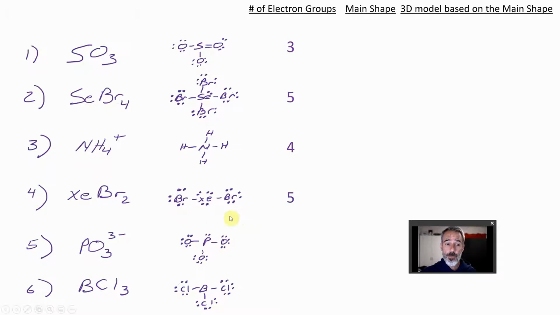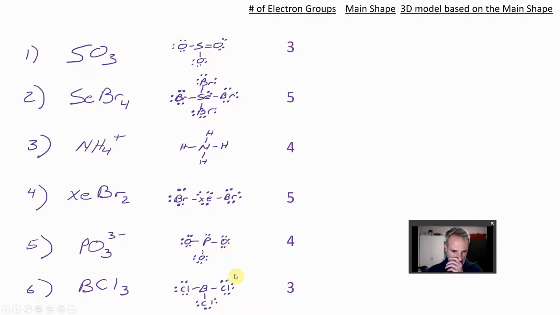Well, there are 5 directions in that one as well. There's 1 bond, 2 bonds, and then 1, 2, 3 lone pairs. So 3 lone pair directions, or electron domains, and 2 bonding ones. What do you think for number 5? Well, I see 4. There's 1, 2, 3 bonds, and 1 lone pair direction. And then, of course, in the last one, there's just 3 electron domains.